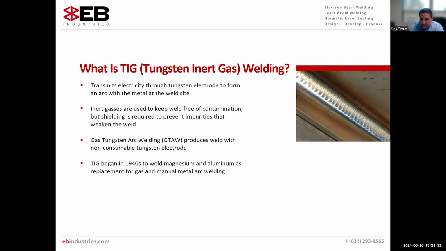Using an inert gas shield instead of a slag to protect the weld pool, this process was a highly attractive replacement for gas and manual metal arc welding. TIG welding became an overnight success in the 1940s for joining magnesium and aluminum. TIG welding has played a major role in the acceptance of aluminum for high-quality welding and structural applications.